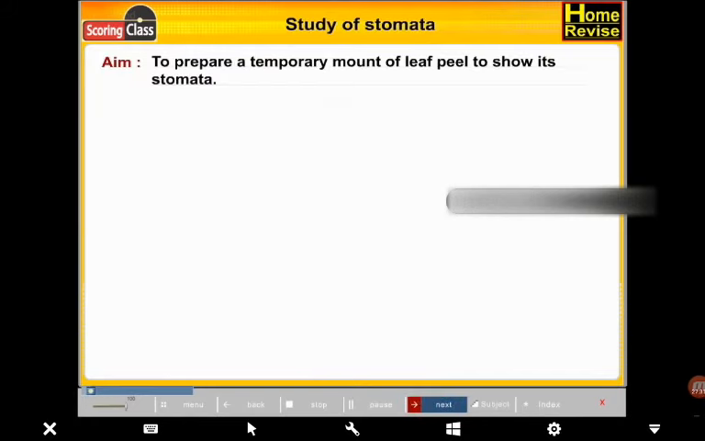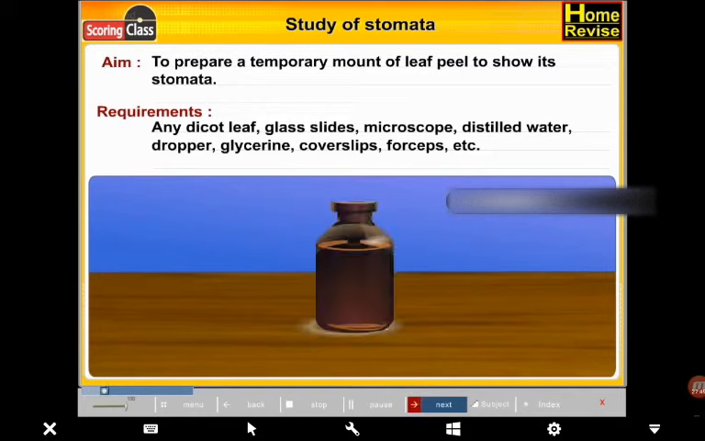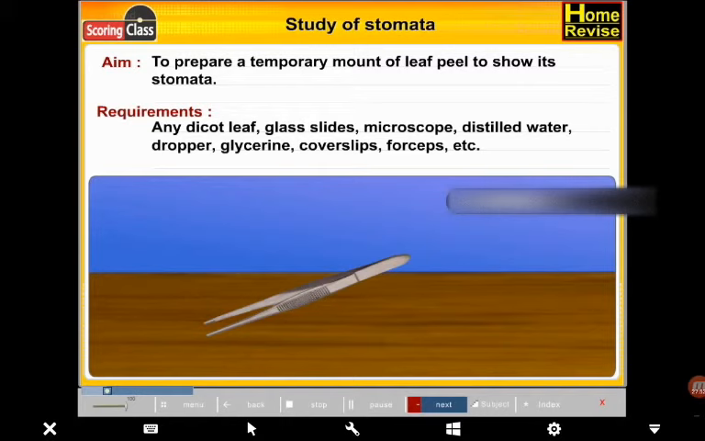Experiment 8. Study of stomata. Aim: to prepare a temporary mount of leaf peel to show its stomata. Requirements: any dicot leaf, glass slides, microscope, distilled water, dropper, glycerine, cover slips, forceps, etc.